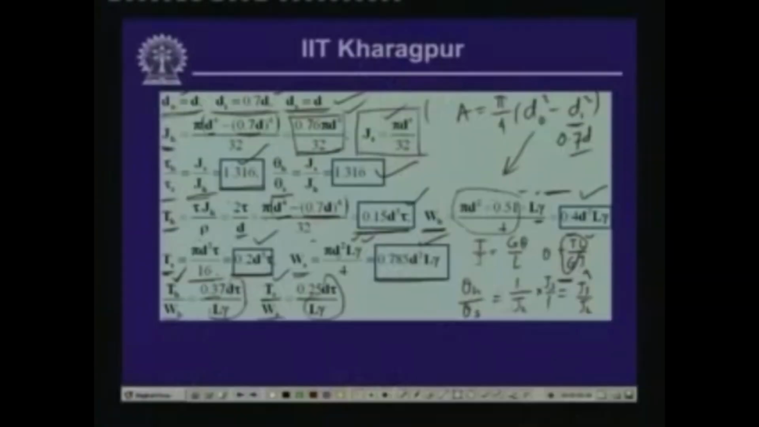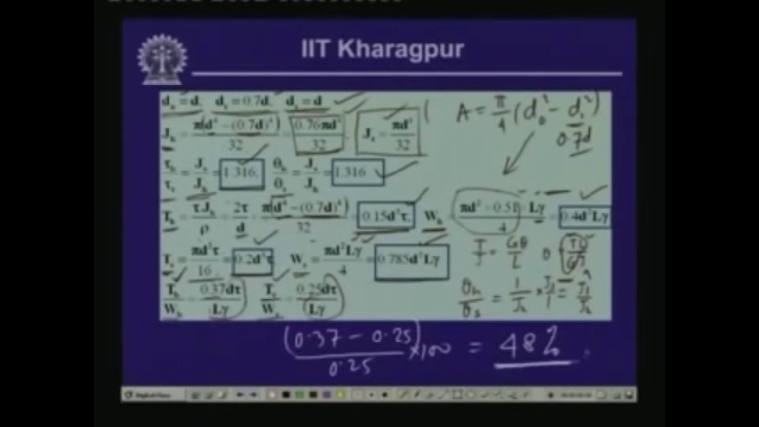Hence, as we can see, the strength to weight ratio is more in the case of the tubular section than the solid shaft. And how much is the difference? If we look into it, it is 0.37 minus 0.25 divided by 0.25 times 100. So this is 48%. As we can see, in the case of the hollow shaft, we have 48% more strength to weight ratio. So these two examples demonstrate clearly that a tubular shaft is more efficient than a solid shaft.